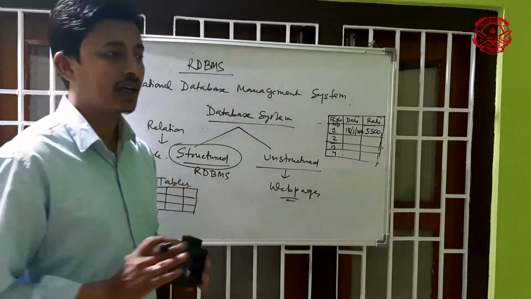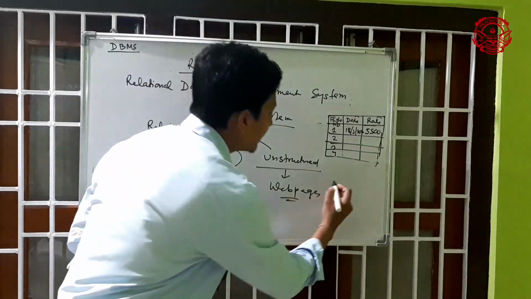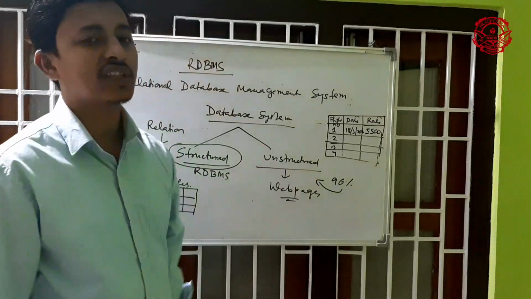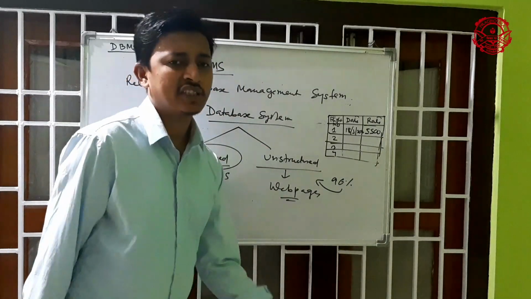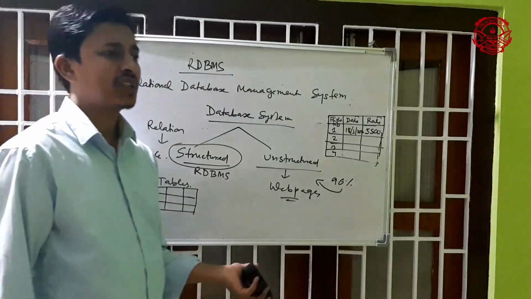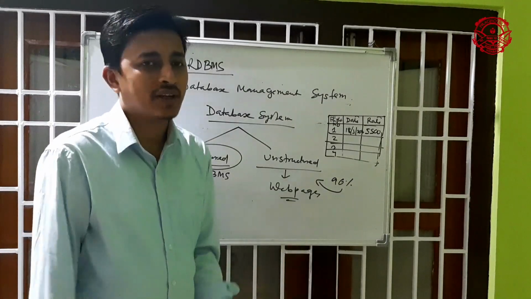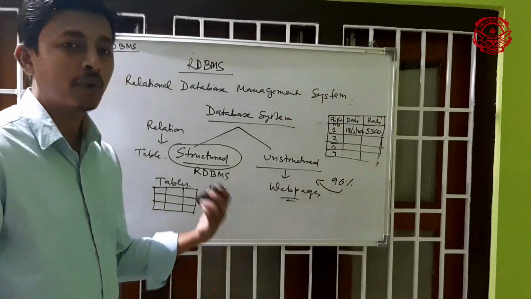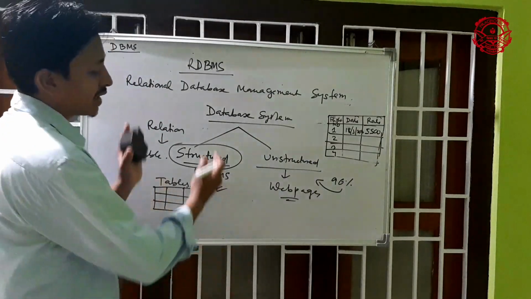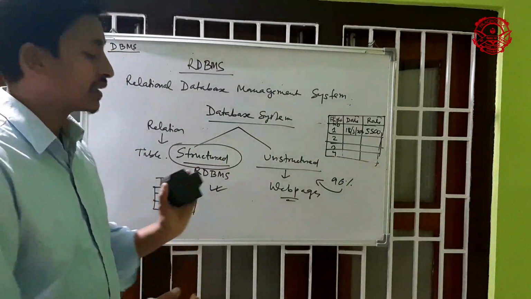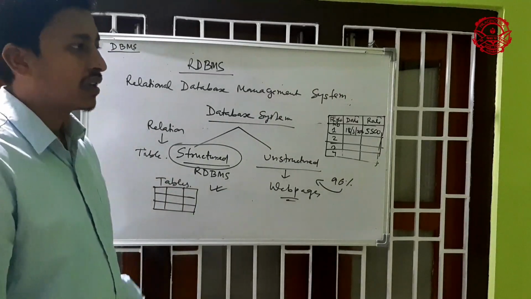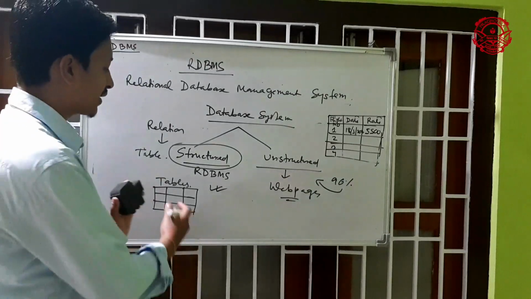Nowadays 90% of companies use unstructured systems, because nowadays the unstructured format is very popular. I don't know why, but structured is always very popular, because all the things are coming in the structured way, table-wise, in table rows and columns. So we do not have difficulty searching anything.